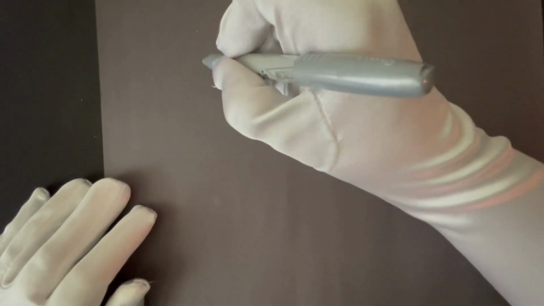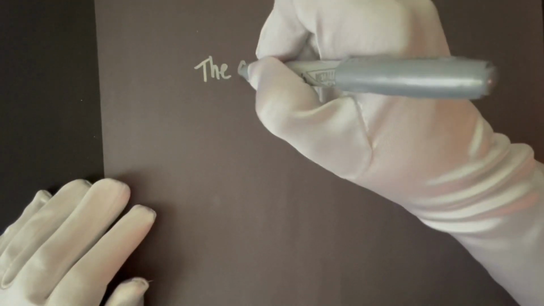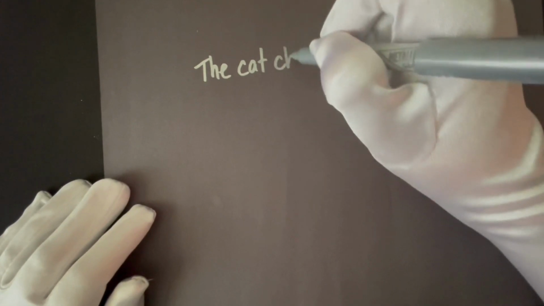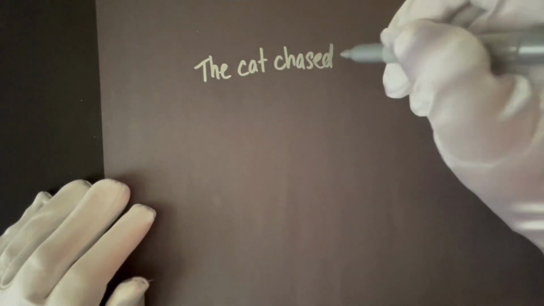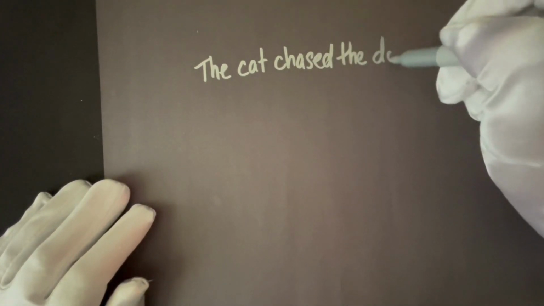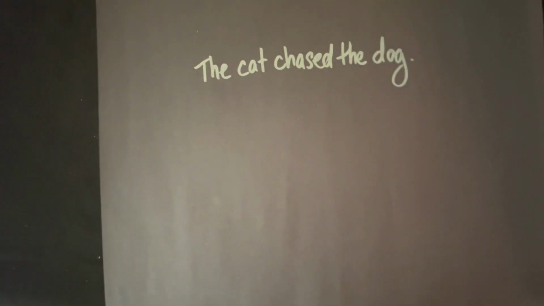Okay, so let's take an example. The cat chased the dog. Okay, this is a very simple sentence in English, and the word order helps us to understand what function each word has in the sentence.